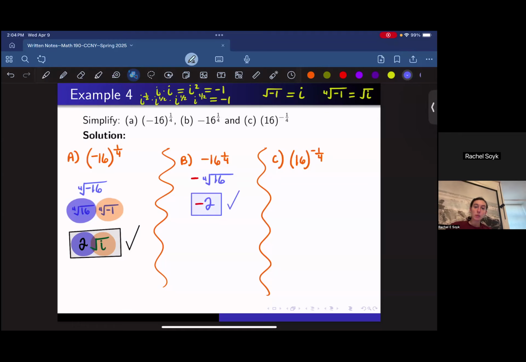And then finally, we have 16 raised to the negative 1/4. Well, this is the same as 1 over the positive version, so 1 over 16 raised to the positive 1/4, which is the same as 1 over the fourth root of 16, and this just gives us 1 over 2, otherwise known as 1/2. And we're done.